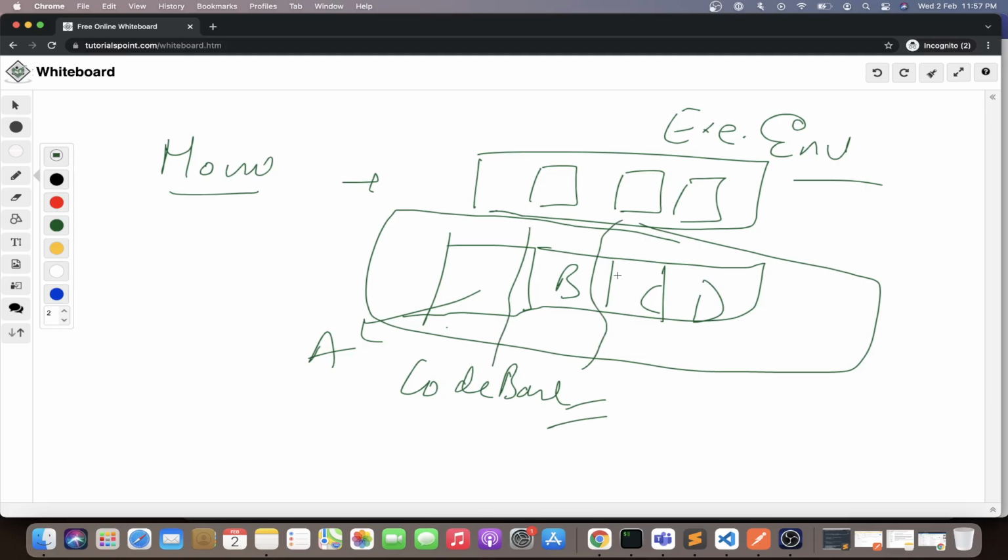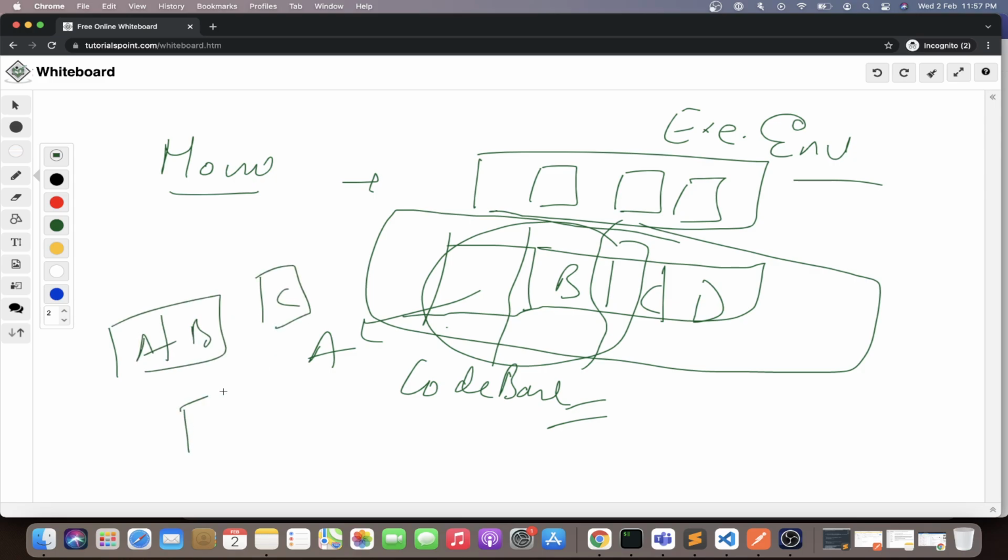It might be the case that these two are together, but these two are separate. Or A and B are together, C somewhere else, D somewhere else. So these things are in the case of a distributed system.